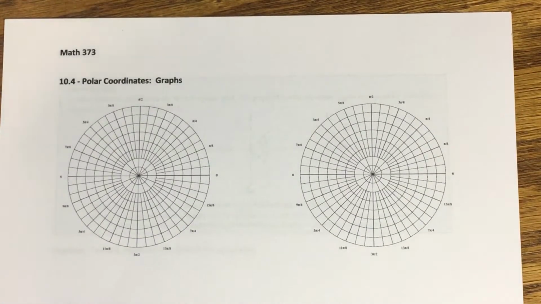All right, so we're in 10.4 now. And 10.4 is kind of a large section, so we're going to be spending some time here. The idea is, now that we have talked about what polar coordinates are and how to convert back and forth between polar and rectangular coordinates, we're now interested in what the graph of polar equations looks like.